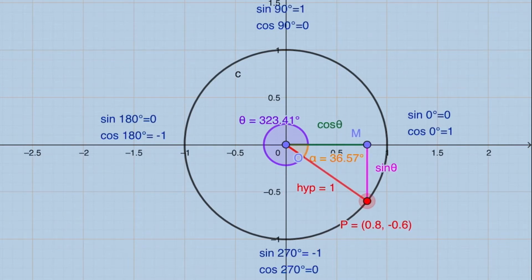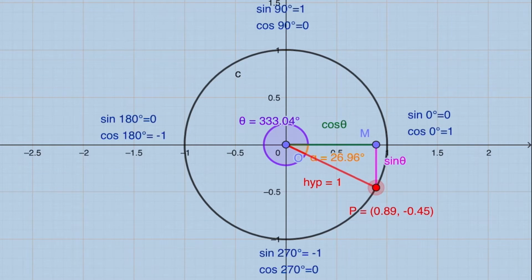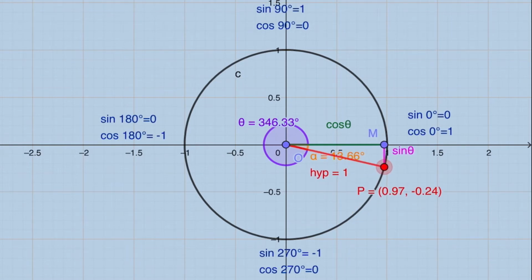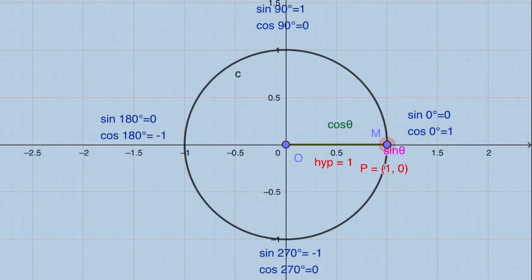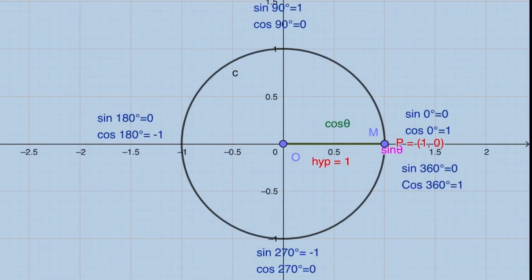Alpha is the reference angle of theta, and as theta increases and if it becomes 360 degrees, look at the coordinates of P point, it has become (1, 0). Therefore, cos 360 degrees is 1 and sin 360 degrees is 0, which are the same values as 0 degrees.